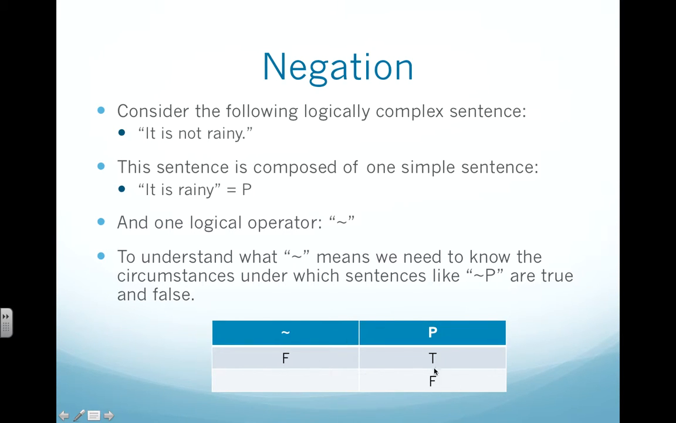Okay, if P is true, then not P is false. But what about if P is false? So it actually isn't rainy. The simple sentence, it is rainy, is false. What then is the truth value of not P? Well, obviously, in those circumstances, not P will be true. So under the negation sign on this second row, where P is false, we actually put a T.